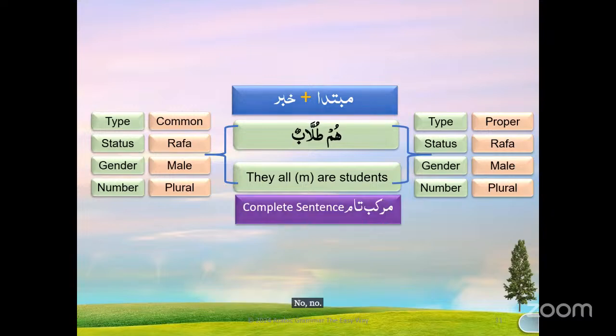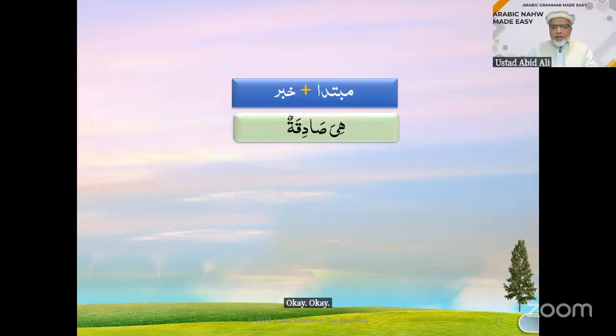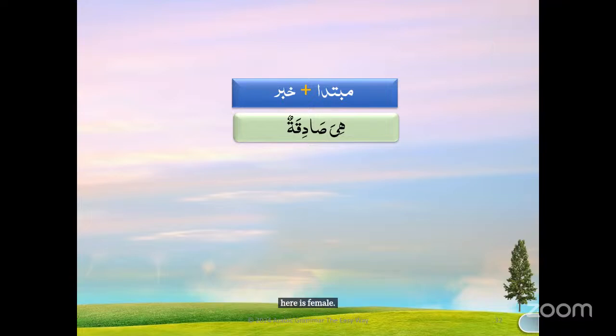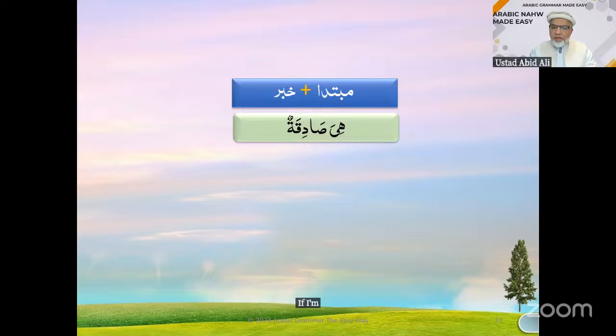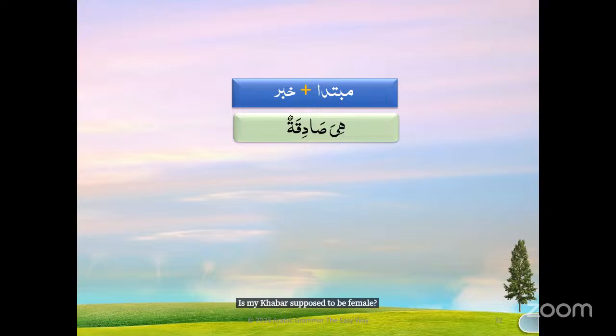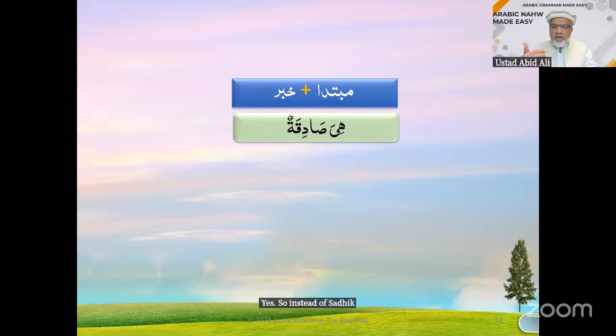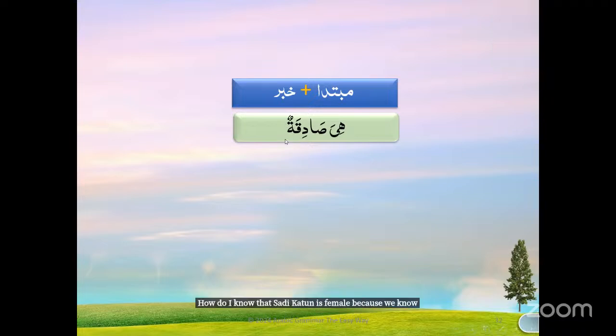Okay. So, Mubtada, what happened now? I changed the gender. Huwa is male, Hiya is female. If I'm going to have a Mubtada female, is my khabar supposed to be female? Yes. So instead of Sadik, I have Sadikatun. How do I know that Sadikatun is female? Because we know Ta marbuta is the female gender.